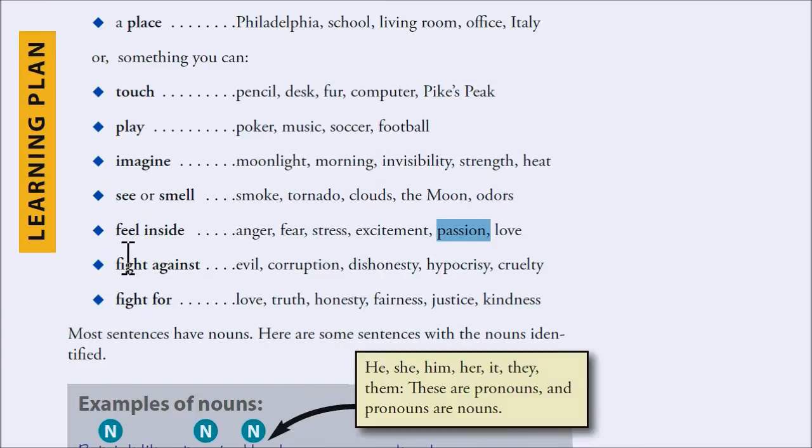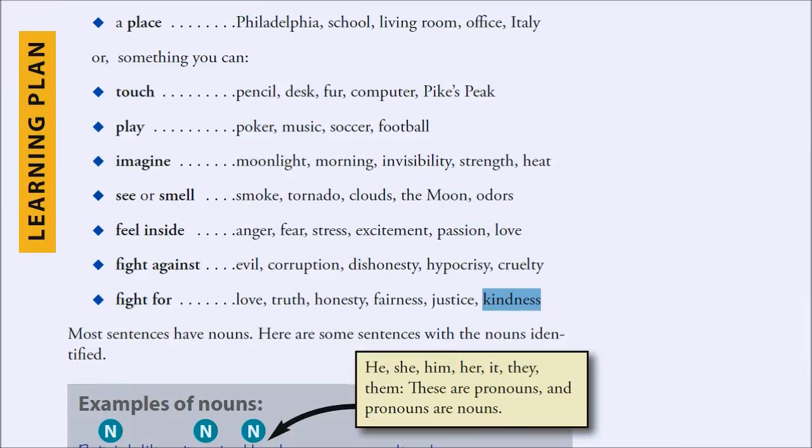And here are some more abstract nouns. If you can fight against it or you can fight for it, those are all nouns, like evil, dishonesty, love, truth, justice. You see, you can't touch these things, but they're still nouns. They're still things. So you're thinking, well, how is kindness a thing? But in terms of grammar, it's the same thing. The word kindness is the same part of speech as something like light bulb, believe it or not. They're called abstract nouns.